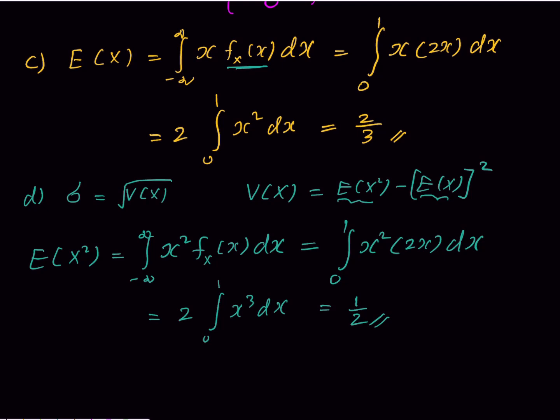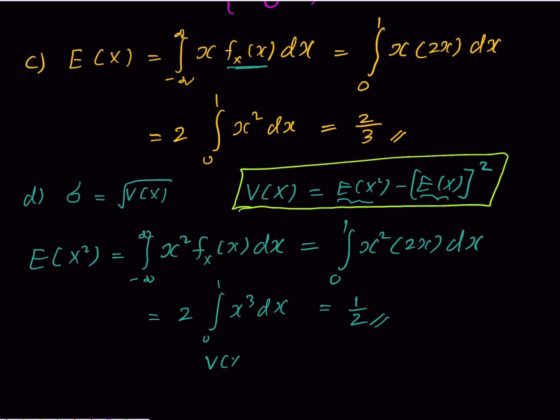Okay, so from this you can plug in the numbers. So variance of x equals 1/2, then minus E[x] to power 2, which is 2/3 squared. This is 1/18. But they're asking for sigma, that is the standard deviation. So you can write the square root of 1/18. You can leave the answer in this format.